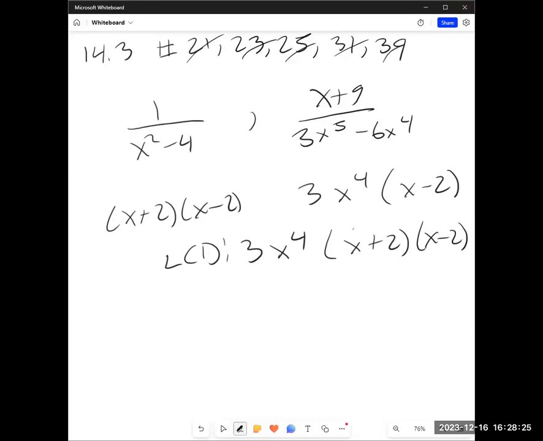All right, so those are our examples for finding a common denominator. And we're going to be doing that a whole lot moving forward when we add and subtract rational expressions, which is what we are going to do next time when we start to look at 14.4. So see you for the next video.